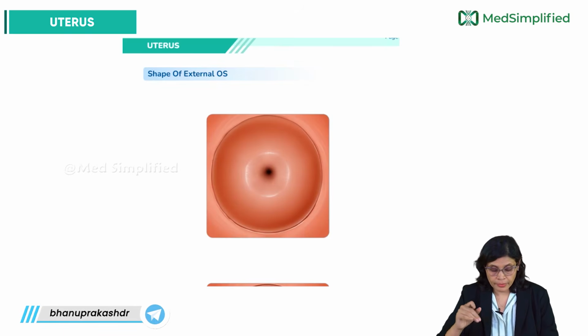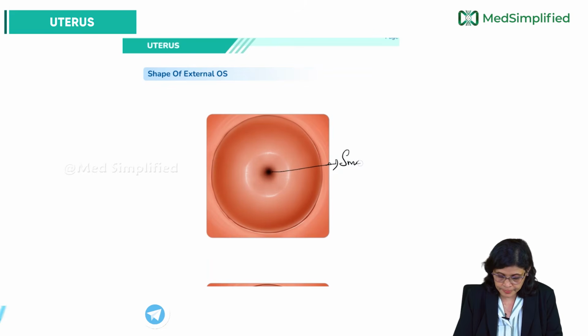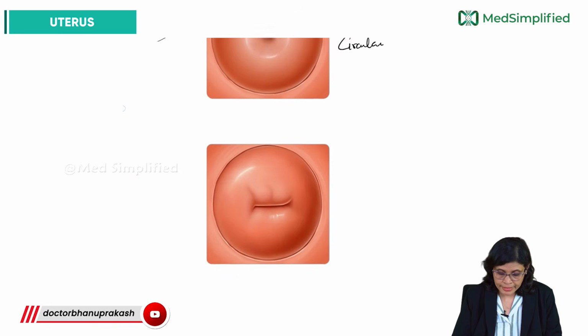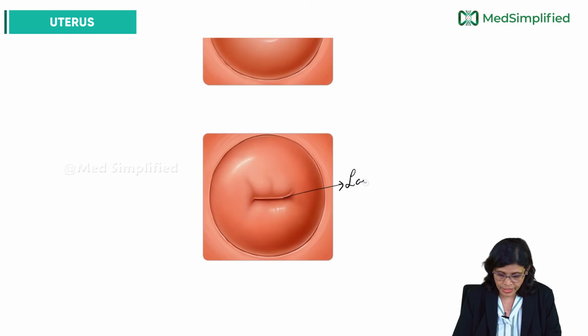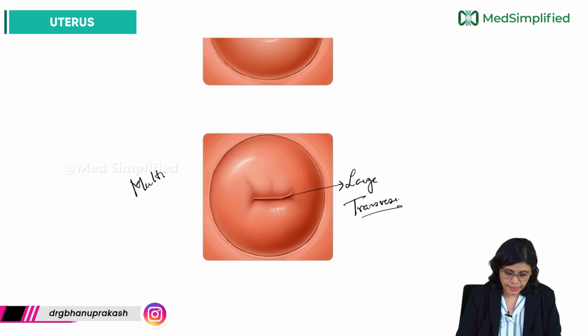In nulliparous women who have not given birth, the external os will be small and circular. This we see in nulliparous women. And in multiparous women, those who have given birth to two or more babies, the external os will appear large and transverse. It will have two lips, the anterior and the posterior. This we see in multiparous women.